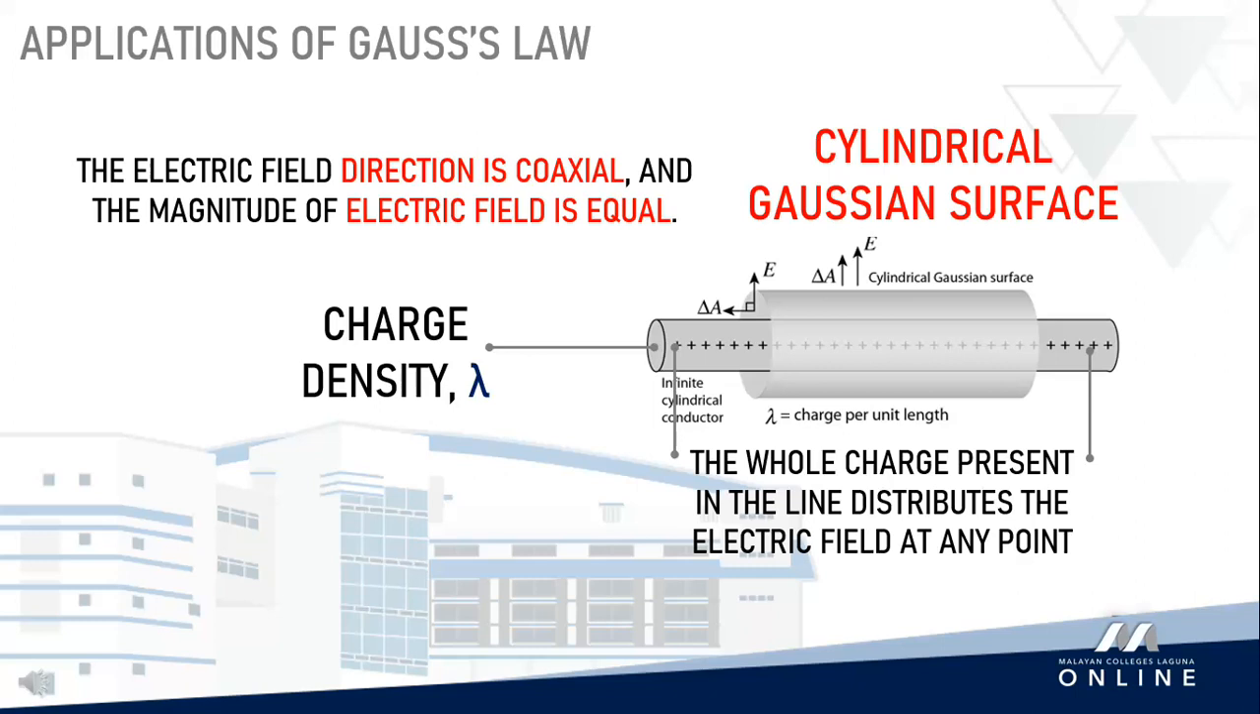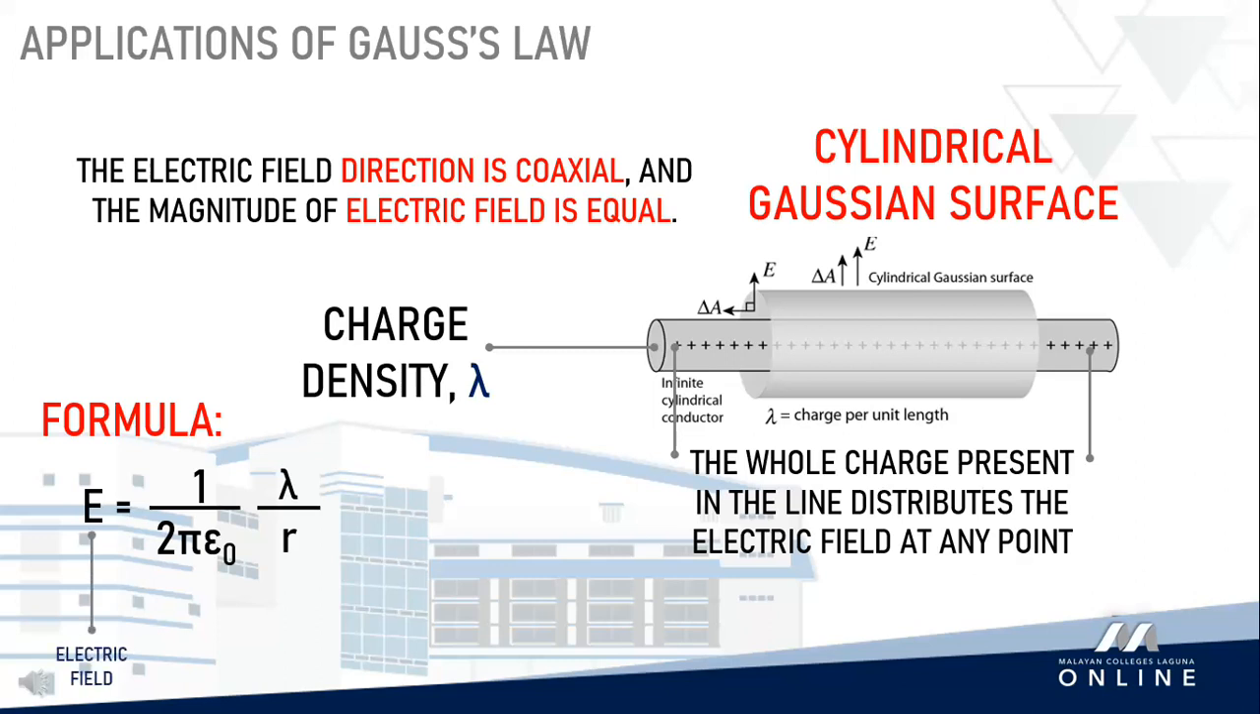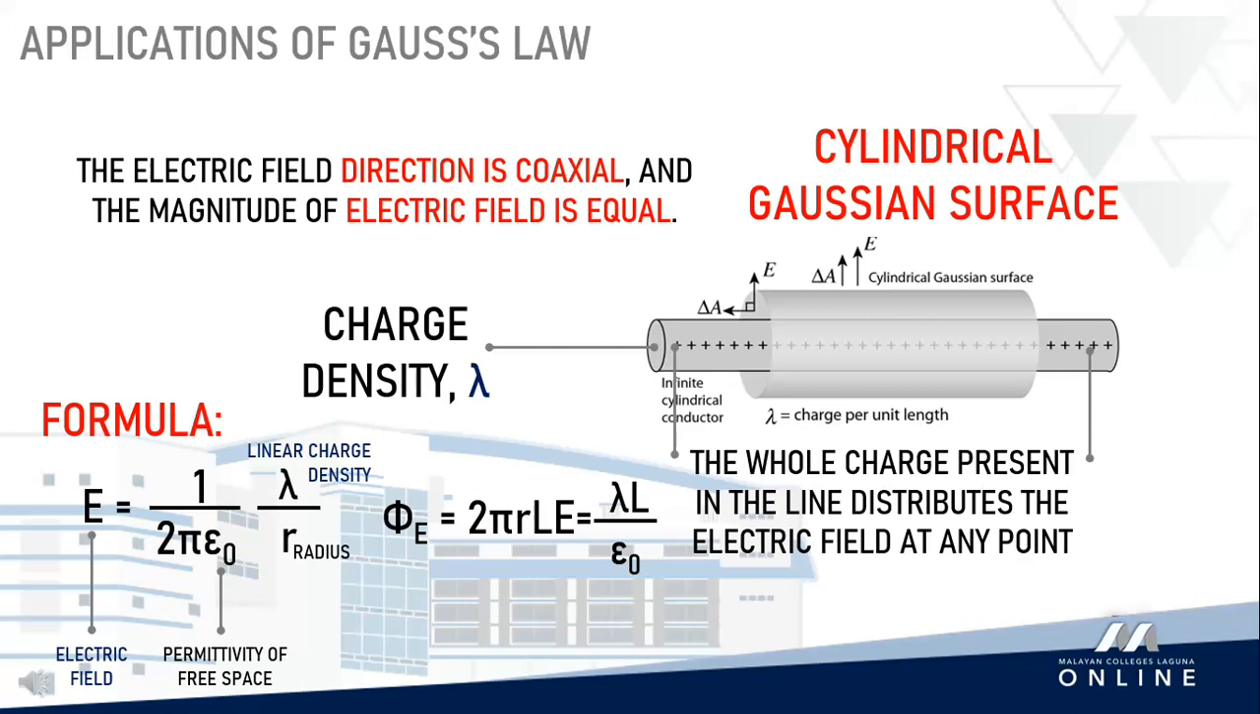We can use this equation in calculating the electric field of a cylindrical Gaussian surface, where E is the electric field vector, epsilon sub 0 is the electric permittivity of free space, Greek lambda is the linear charge density, and R is the radius. On the other hand, we can use the following equation in solving for its electric flux, where phi sub E is the electric flux, L is the arbitrary length, Greek lambda is the linear charge density, and Greek epsilon is the electric permittivity of free space.